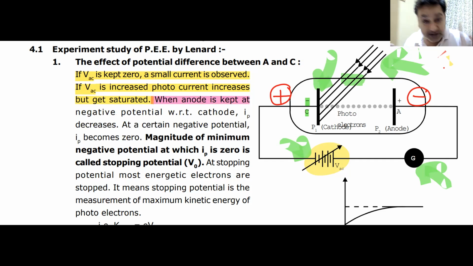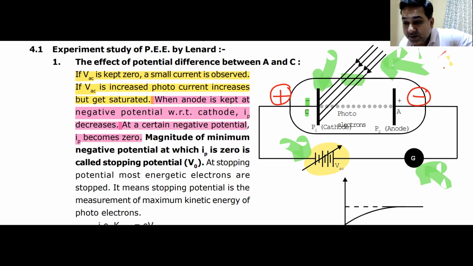Now this comes up. When an anode is kept negative with respect to the cathode, I_P, I standing for current and P standing for photoelectric, the photoelectric current, decreases. At a certain negative potential, this photoelectric current becomes zero. If it becomes zero, the current has been stopped, and that potential is known as stopping potential. Do we understand this? Yes, sir.